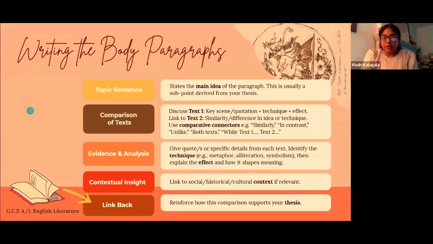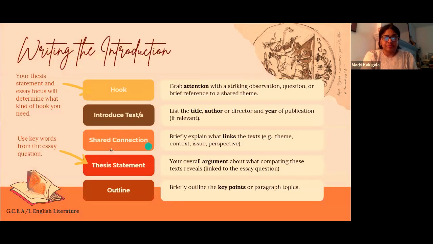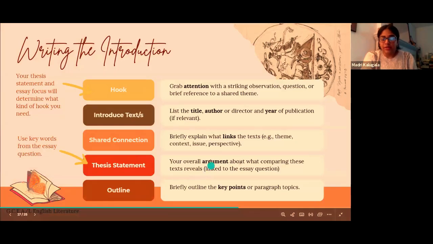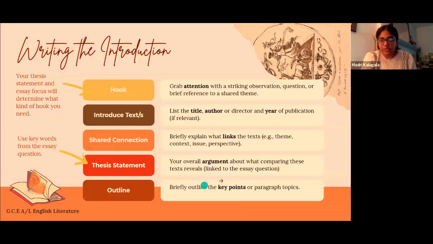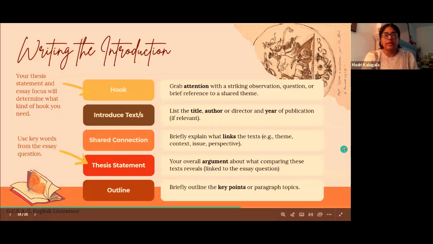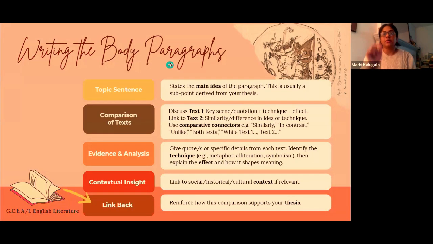So, writing the body paragraphs. The body paragraphs have what is called a topic sentence, which is the main idea of the paragraph. And this is usually a sub point derived from your thesis. Like we were talking before, the thesis statement has key points underneath it, which are evidence for your argument. Each of the body paragraphs is going to be one of those key points, a sub point. So then you state your topics and then you compare your texts.